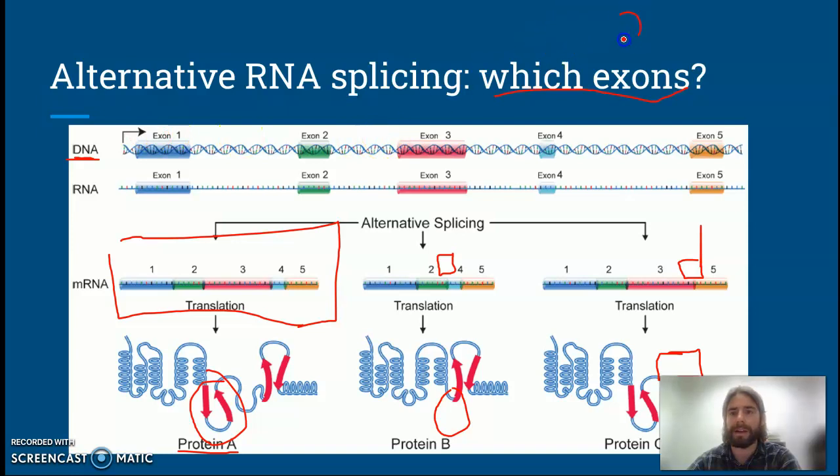And so instead of having just 20,000 genes in our genome, that can be translated and manipulated into hundreds of thousands of different proteins, depending on how these exon sequences are spliced together.